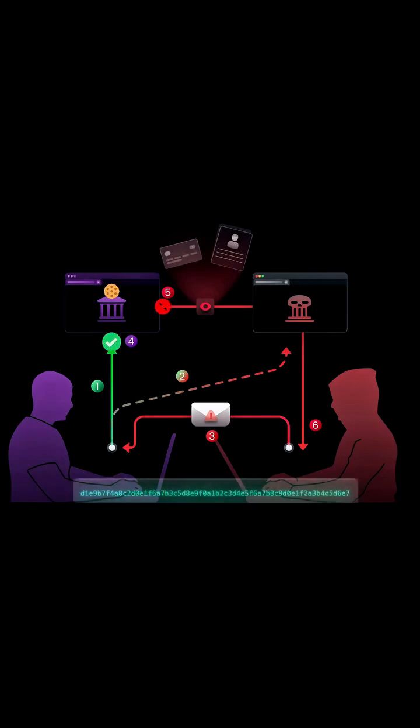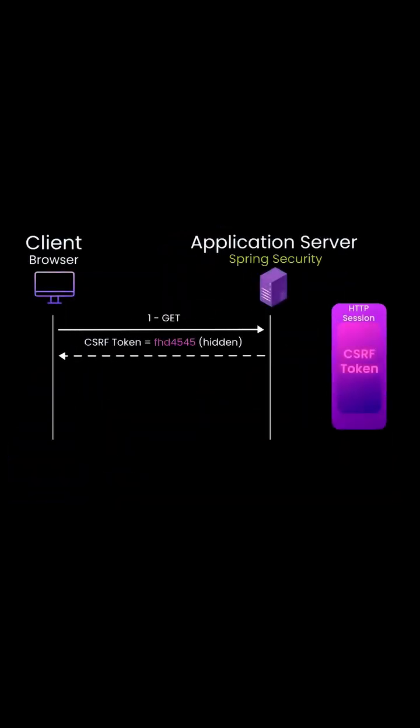A CSRF token is a unique, randomly generated value that must be sent with every sensitive request. And here is how CSRF tokens work step by step. Step 1. When the user logs in, the server authenticates the user and generates a random CSRF token, storing it in the session or a cookie. The server then sends the CSRF token to the client. The token is included in a hidden input field in forms or sent via response headers. The client then submits the form or API request with the CSRF token.